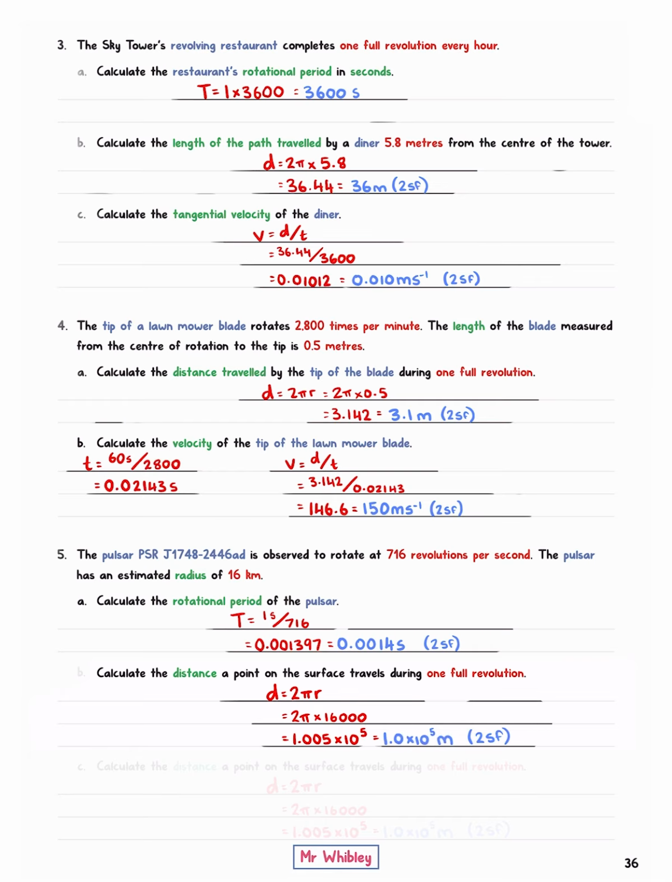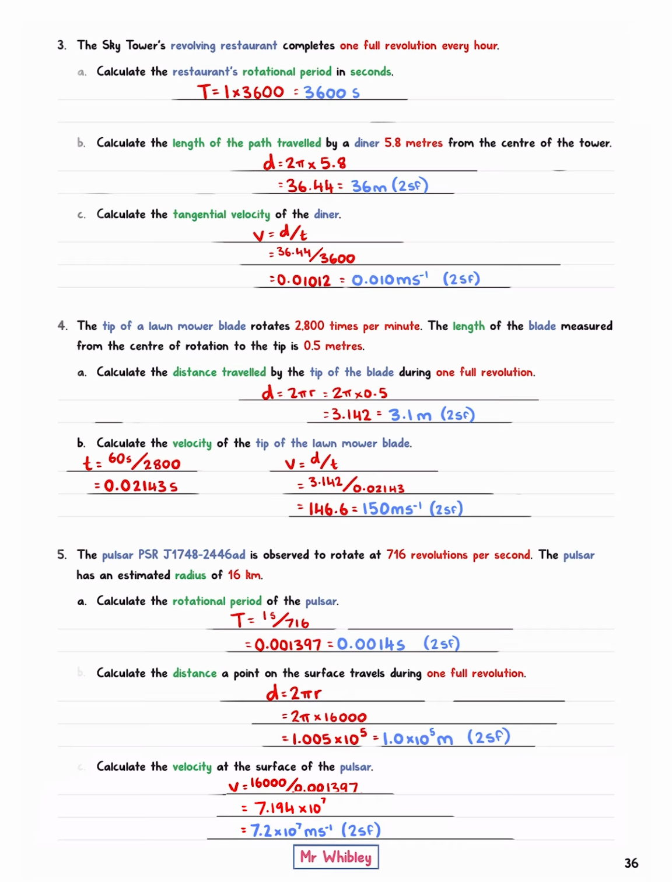Calculate the velocity at the surface of the pulsar. We calculated our circumference in the last question. Our velocity is our distance over our time, which gives me 7.194 times 10 to the 7, or 7.2 times 10 to the 7 meters per second to two significant figures.